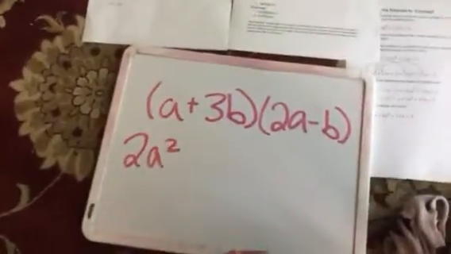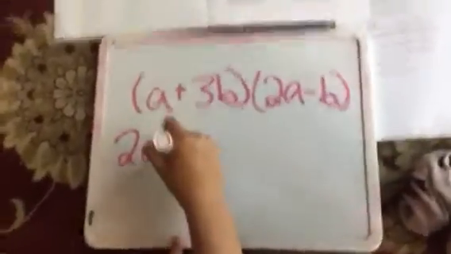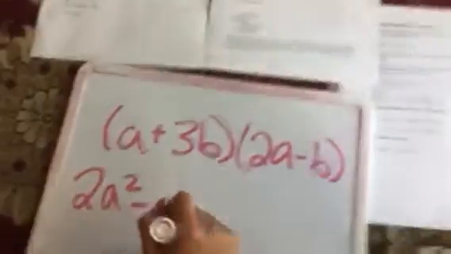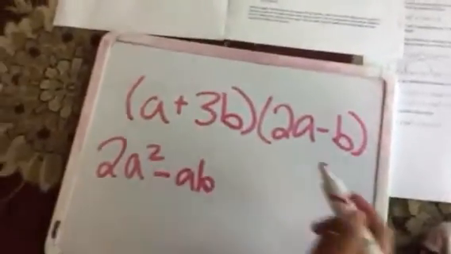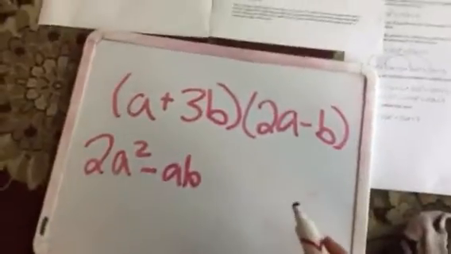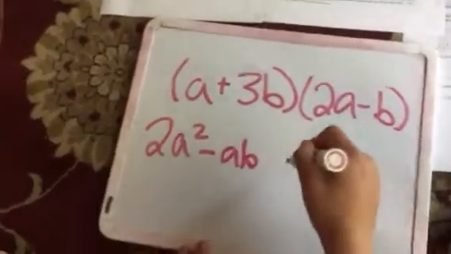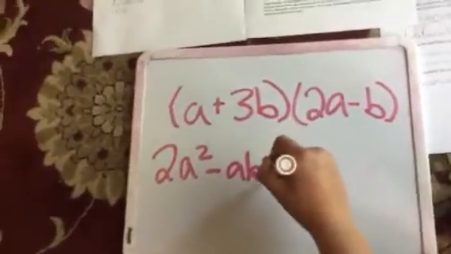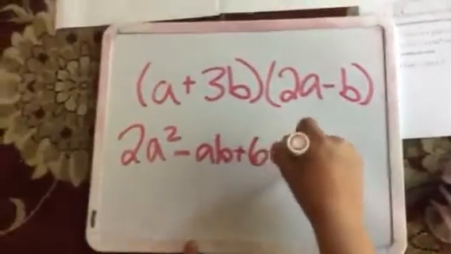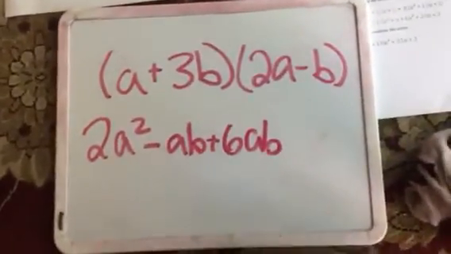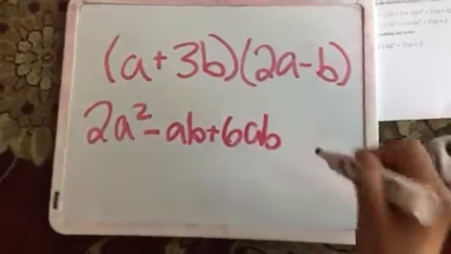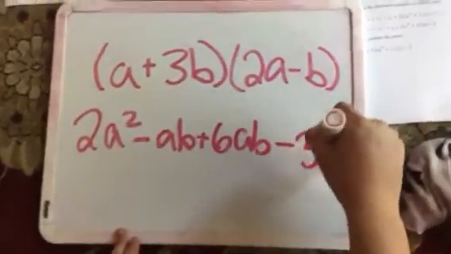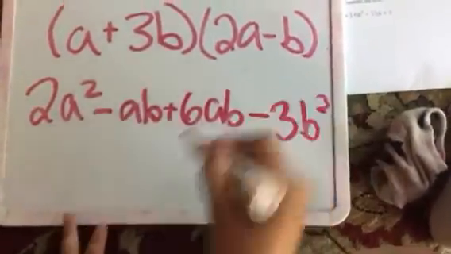Next, let's multiply the outer term, so a times negative b, that's negative ab. Keep in mind that there's a negative b, so we have to have a minus sign. Next, let's multiply the inner terms, so 3b times 2a, which is plus 6ab. And lastly, let's multiply the last term, so it's 3b times negative b, so it's negative 3b squared. And again, there's a minus sign.